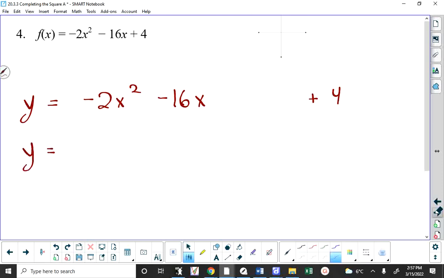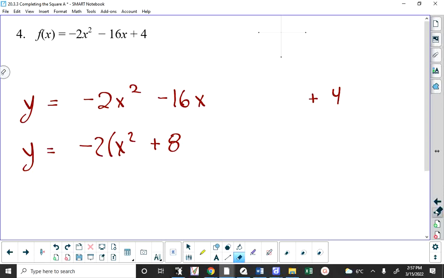So, I cannot start worrying about what to add to make this a perfect square trinomial because the coefficient of the x squared is not 1. To make it 1, I factor the negative 2 out. When I take negative 2 out of negative 16, what does that mean? It means I divide negative 16 by negative 2. I get positive 8.